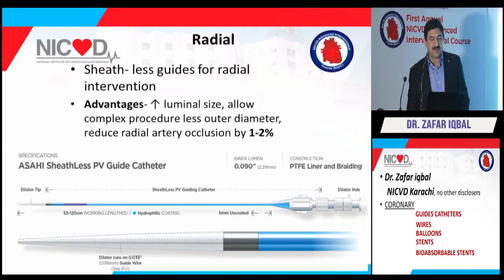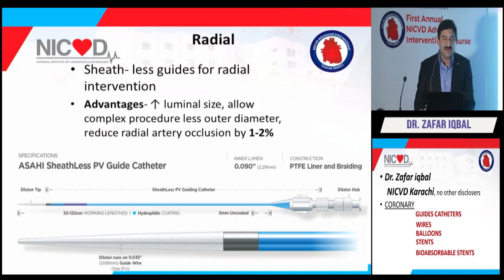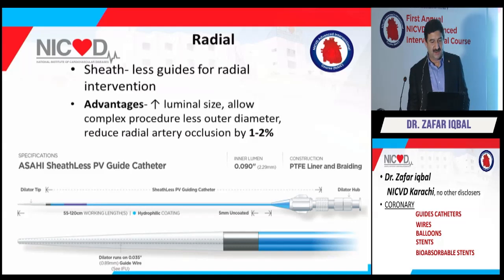This is a sheath. This is a guider which is now introduced. They have some slender sheaths and some guide catheters which are sheathless. They are used for radial intervention because one of the disadvantages of radial intervention with conventional guide catheters is that we have 5 to 6% radial artery occlusion after their use. To overcome that problem, they have introduced this sheathless guide catheter, which is a 7 French guide catheter with its outer diameter equal to a 5 French conventional sheath.